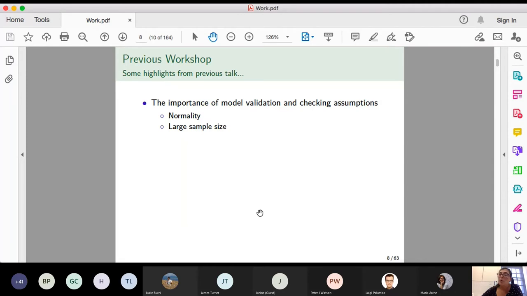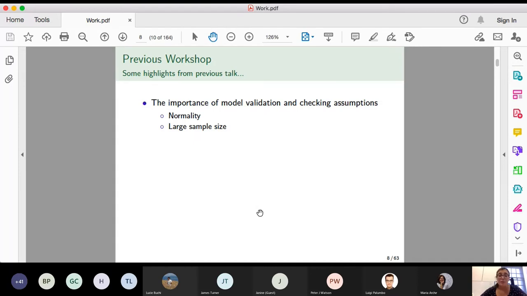So some of the key points that we can take home from the previous talk were the importance of model validation and checking assumptions. Some of them are, for example, normality. Many of the techniques or methods that you may be applying assume normality, but there is a lot of research and surveys and reviews that surveyed that many of these researchers are using these techniques without checking that the assumptions of the methods are met.